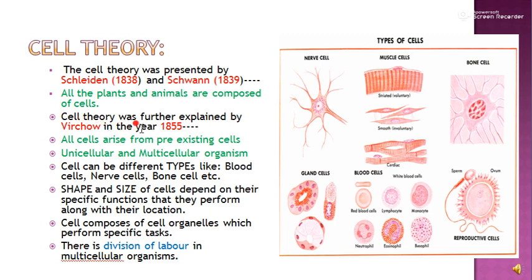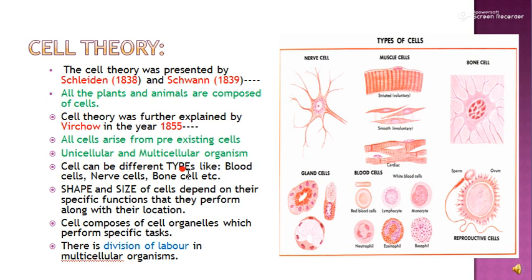Virchow further explained in 1855 that all cells arise from pre-existing cells. That means every cell present in an organism is formed from some other cell. And as we know, on the basis of cells, there are two types of organisms, unicellular and multicellular.